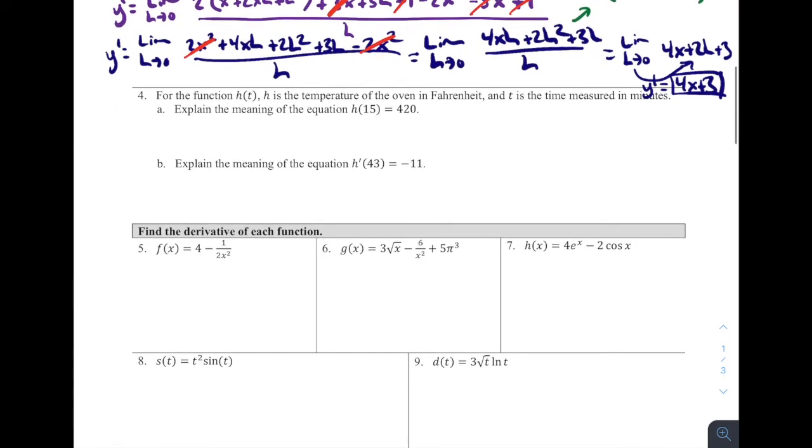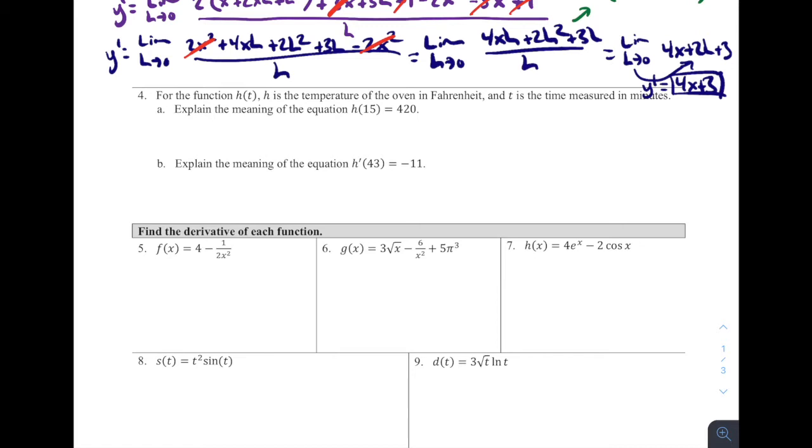Problem 4, for the function h of t, h is the temperature of the oven in Fahrenheit, and t is the time measured in minutes. Explain the meaning of the equation h of 15 is equal to 420. And in B, they're asking h prime of 43 is equal to negative 11. So first off, we want to pay attention to whether they're talking about the original function or its derivative. The original function is going to use essentially what's given here, pretty much exactly in the way that it's described. When we see the h prime, we're going to have to recognize that that is a rate of change. And so let's see how these are different.